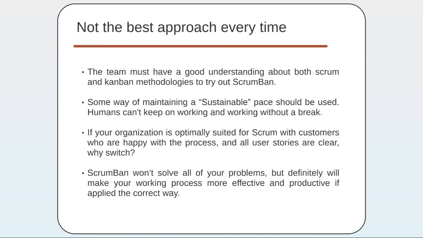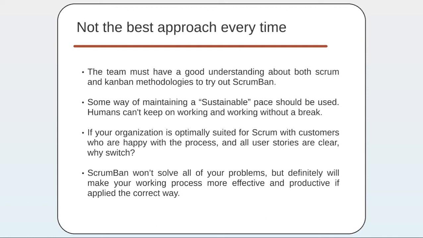And also, there has to be some way of maintaining a sustainable pace. In Scrum, there might be some resting time for developers and QA people within a sprint. But in ScrumBan, which follows the pull method, as soon as a PBI is finished by a developer, he has to take another PBI. So there might not be any resting time for a developer and also for a QA. So this sustainable pace problem is there.